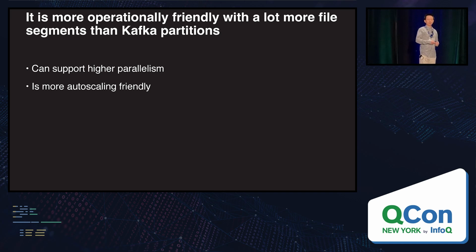With the Iceberg source, we can typically get a lot more file segments than the number of Kafka partitions. This can bring some operational benefits. For example, with a higher number of file segments, we can support higher parallelism, which can be useful in cases like backfill. You may want to backfill much faster than the live job, so you want a higher parallelism. With more file segments, you can do that. With more file segments, it's also more auto-scaling friendly. It's easier to assign the files to the readers in a more balanced fashion.